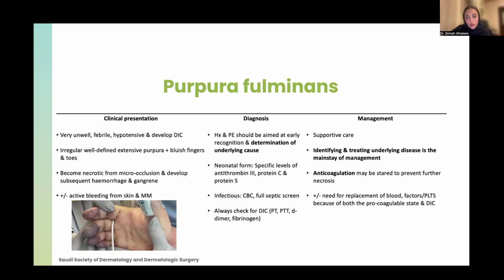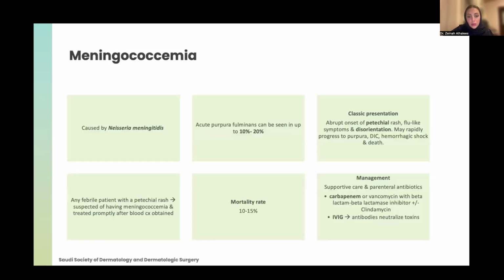Management is obviously supportive care. It's usually managed by ICU. They want to identify and treat the underlying disease. Anticoagulation obviously may be started to prevent further necrosis. Plus, they may need replacement of blood products and factors like platelets because those are depleted, right? So it pushes them further into DIC if you don't manage that. So in terms of derm, you're mostly aiding in the diagnosis rather than actually doing much in terms of treatment.